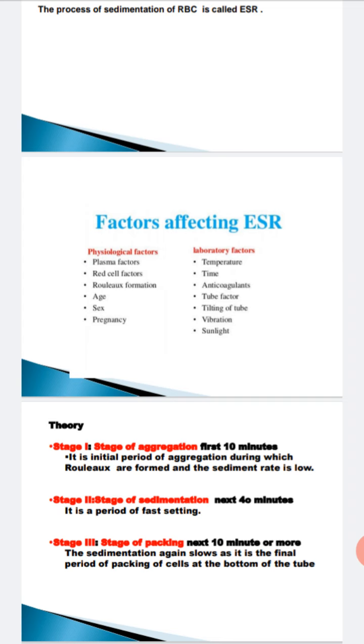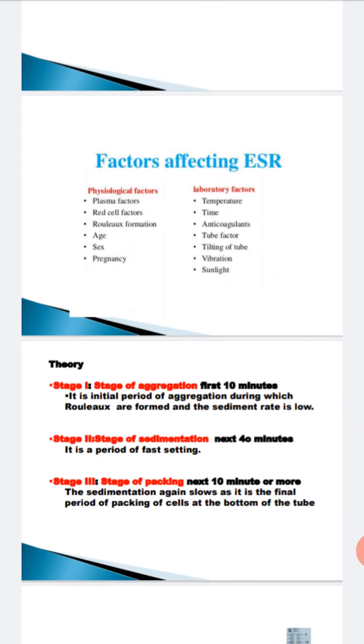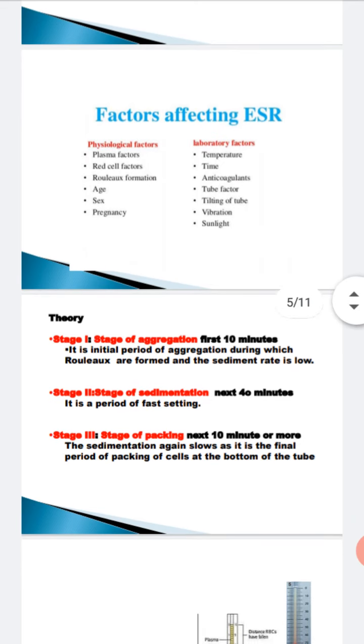So this 1 hour period is divided into stages. In the second stage, it is the stage of sedimentation and it takes 40 minutes. So there is settling of RBCs. The third stage is called the stage of packing. This duration is 10 minutes. So the whole 1 hour is completed, and here all the cells have packed, they have settled at the bottom. So 3 stages: the stage of aggregation, the stage of sedimentation, and the stage of packing.